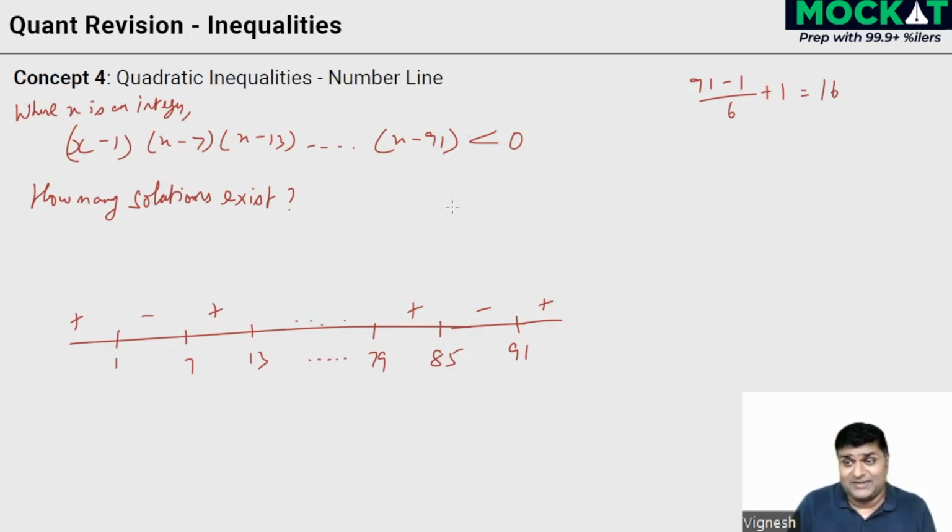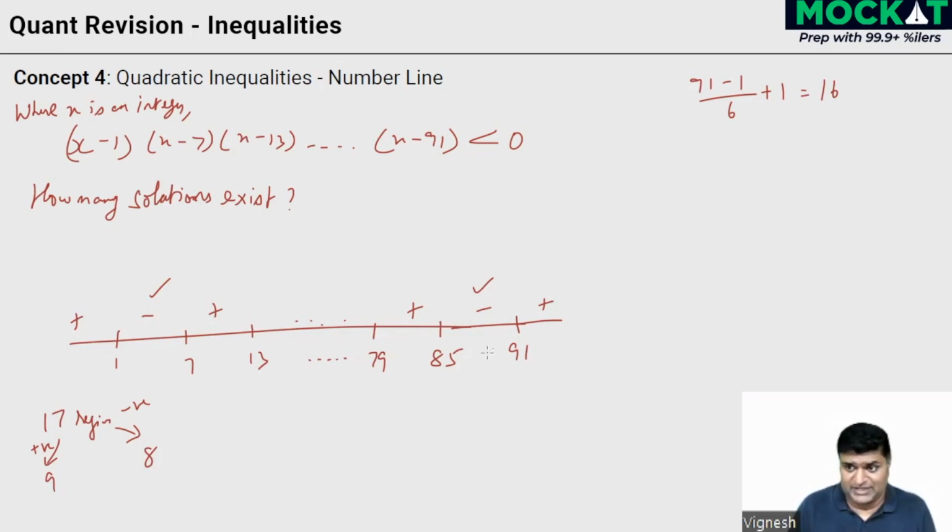So what are the desired values? I want it to be negative, so I want all the negative regions. Total of 17 regions, of which how many are positive and how many are negative? Positive is going to be one extra, so I'm going to split it as 9 and 8. How do I do it quickly? 17 by 2 is 8.5. One is 0.5 more, the other is 0.5 less. That's it: 9 and 8. So there are 8 negative regions over here, and those are what I'm interested in.